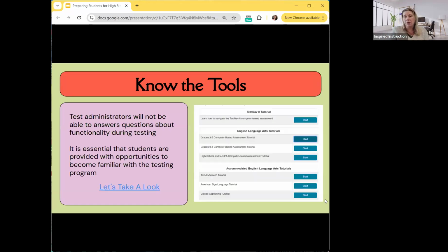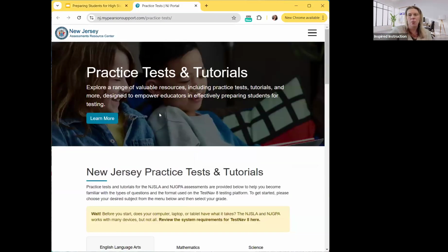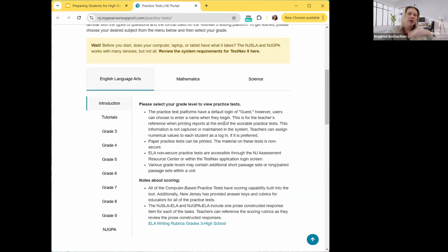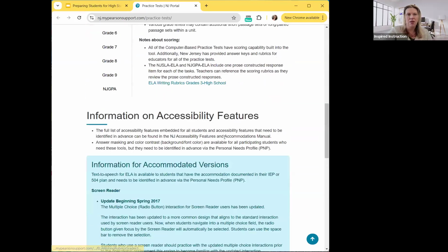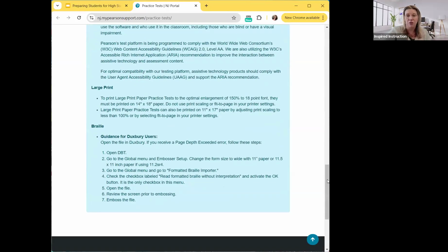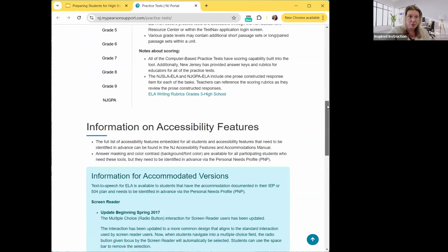So I know that Pearson for New Jersey, they have tutorials, and the tutorials are super helpful for both teachers and for students. So what I have up on the screen is a sample of the Pearson tutorial for NJSLA. So on this website, and it's mypearsonsupport.com practice tests. So even before we get into the practice testing piece, we want to make sure that the kids know how to use the actual program itself and the different tools available.